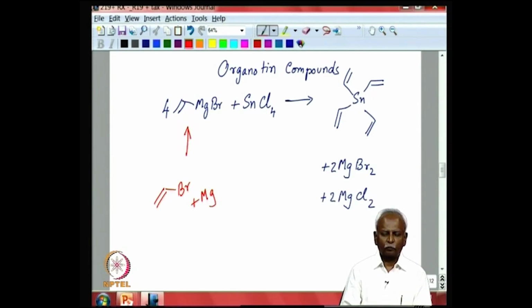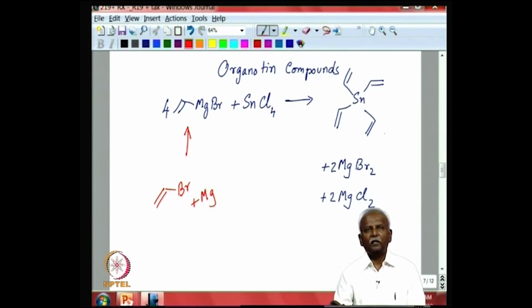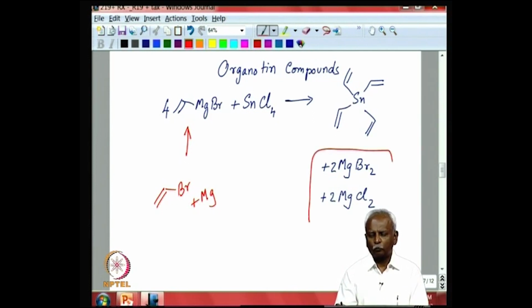You would end up with vinyl magnesium bromide, which is again readily made in the laboratory, and it can be transferred to the tin. So, the vinyl group is transferred to the tin, and tetravinyl tin is formed in this process. Because we are eliminating two very stable molecules or salts in this process, we have formation of this molecule tetravinyl tin very readily.